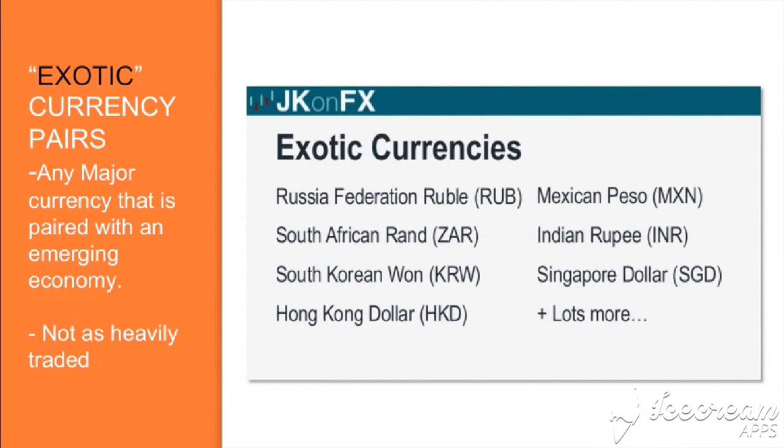Next, you have the exotic currency pairs, which are any currency pair that is paired with an emerging economy. An example of that would be Hong Kong, or the Indian rupee, or the Russian ruble, the Mexican peso. Those are more emerging economies, so those would be considered exotic pairs.